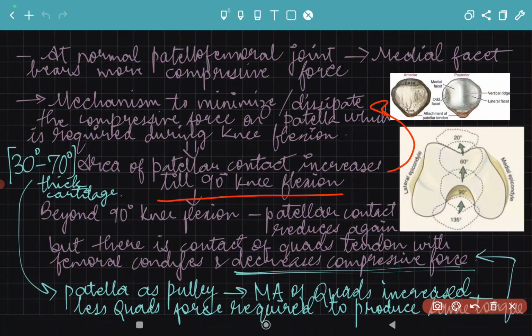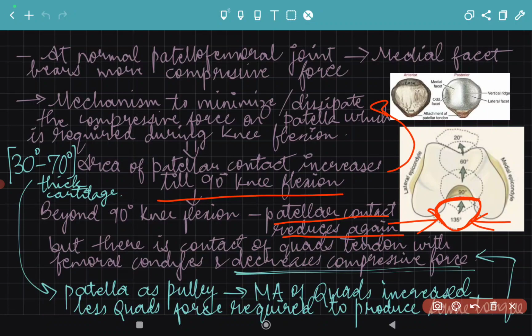But beyond 90 degrees of knee flexion, as we can see over here, the patella is lodged in the intercondylar notch. We had seen this in earlier sessions, earlier series too. So as the full range of knee flexion approaches beyond 90 degrees, the patellar contact will reduce again, as can be seen over here. The patellar contact is reducing, but there is some other thing which is making contact with the femoral condyles, which will again decrease the compressive force.